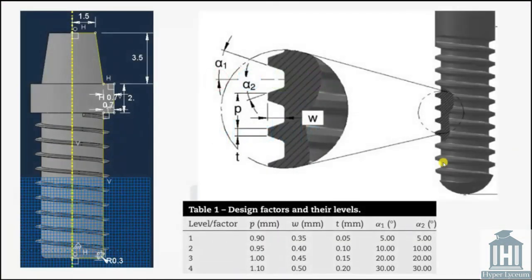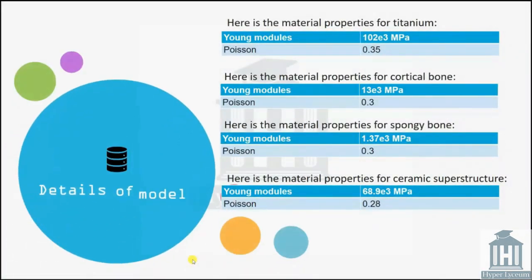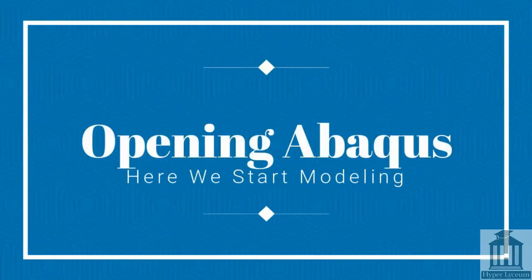Here we have the thread parameters and the dimensions of the implant. The standards detail have been chosen from the literature to design biomechanical screws. Here you can see the Young's modulus and Poisson's ratio of different materials we're gonna use in this simulation. Now we move on to the software and begin with modeling the implant and its abutment.